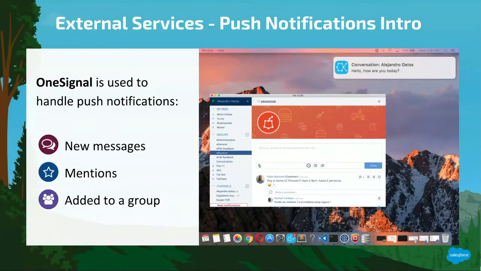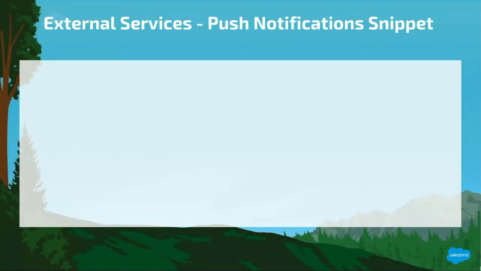Great. So the third and final external service that we're going to be covering is how push notifications are implemented, which is using OneSignal. So OneSignal is used in order to notify you if you get a new message, if you are mentioned by someone else, or if you're added to a group, for example. And now we're going to go a little bit over how this was implemented.